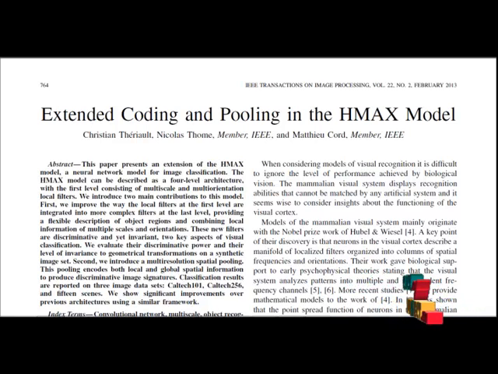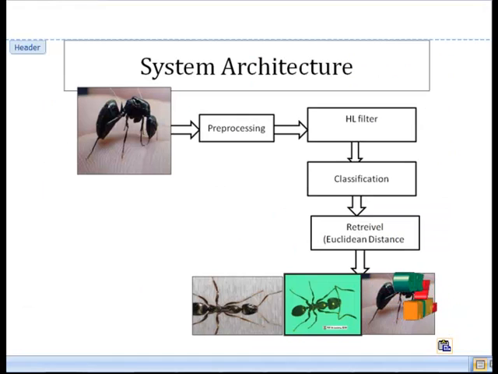Moreover, spatial recognition of local features into a global representation is a key aspect of image recognition. In this regard, the multi-resolution pooling introduced in this paper provides rich spatial information, resulting in improved classification scores. Now we describe the system architecture. The system architecture consists of pre-processing, HL filters, SVM classification and retrieval.